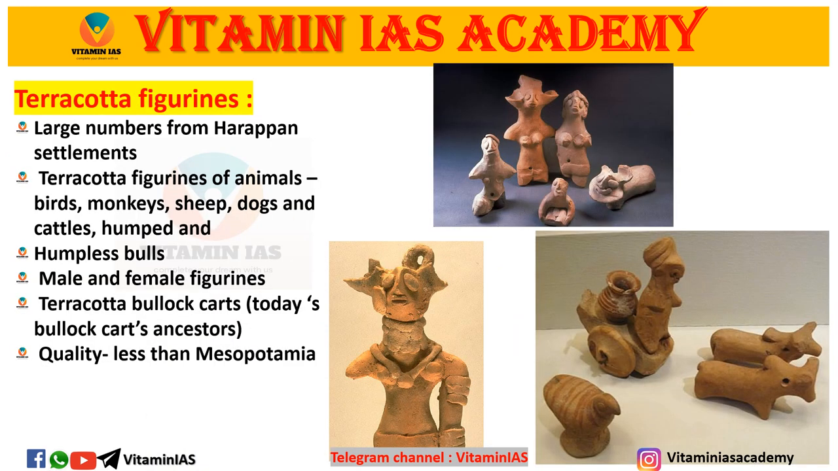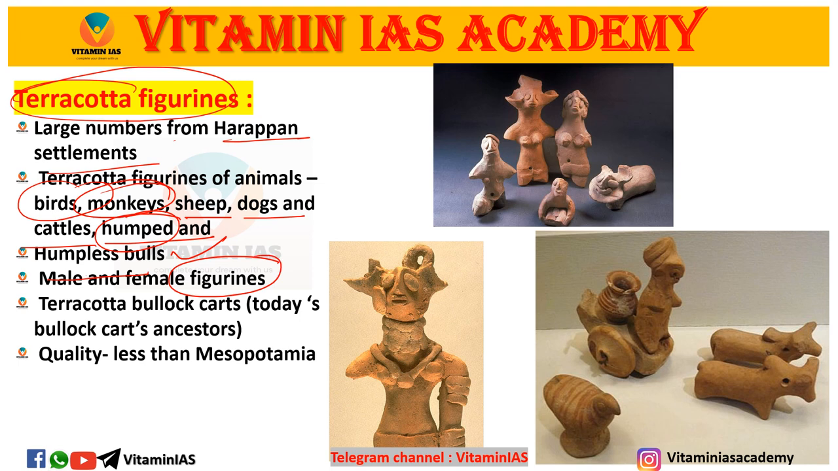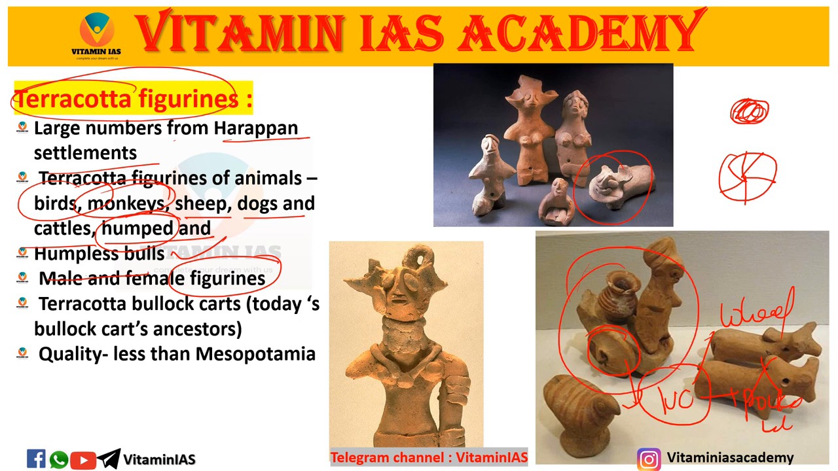The Harappan civilization is also famous for terracotta figures. A large number are found from Harappan settlements. Terracotta figures of animals, birds, monkeys, sheep, dogs and cattle, and humped bulls. Male and female figures are also found here. Terracotta bullock carts, you can see, and this is a wheel. We already know IVC people knew the wheel but not the spoked wheel. A wheel is like this, and a spoked wheel is like this. You can see the humped bull, the birds, and mostly female figures are found here.